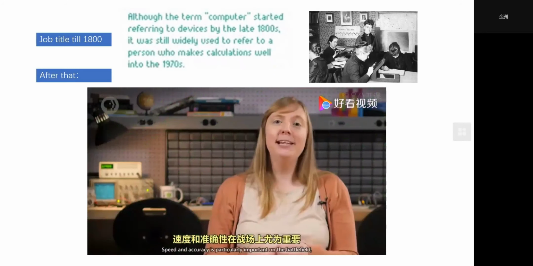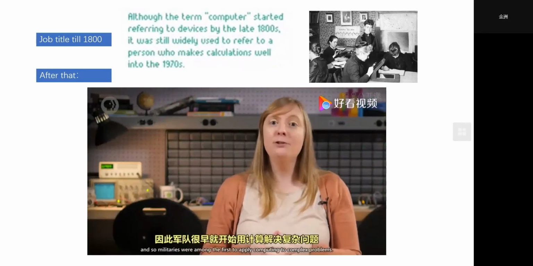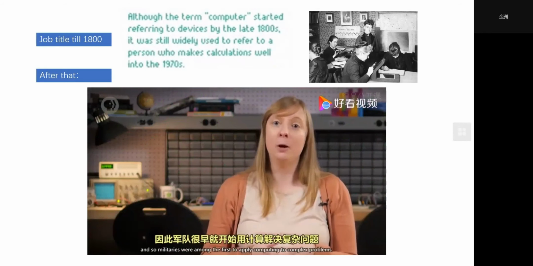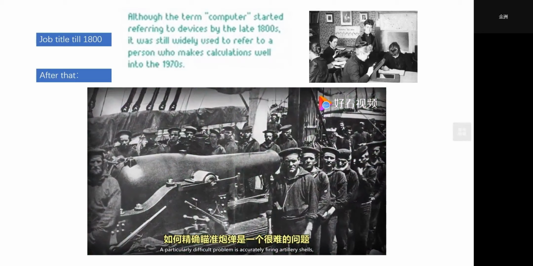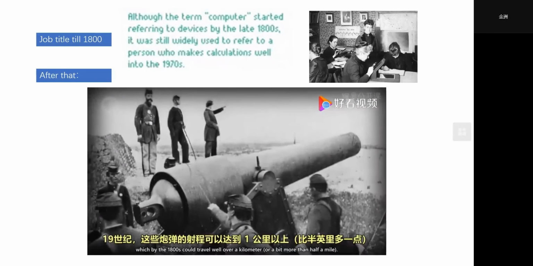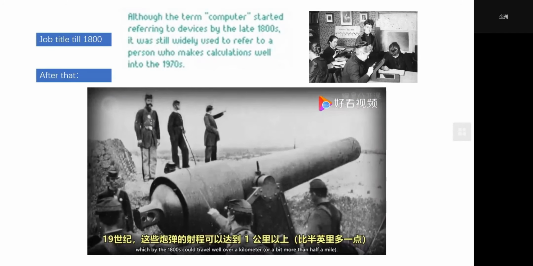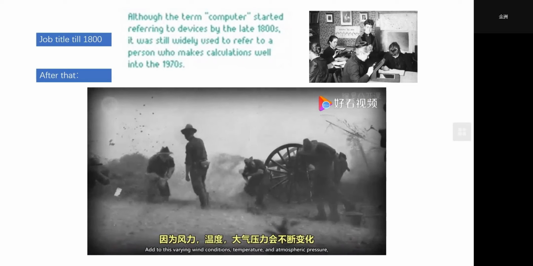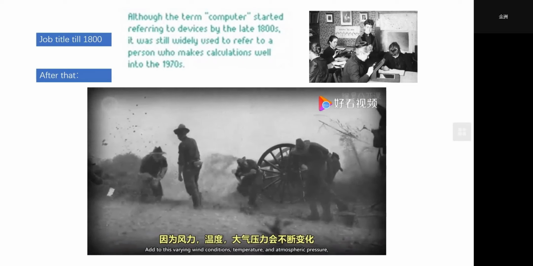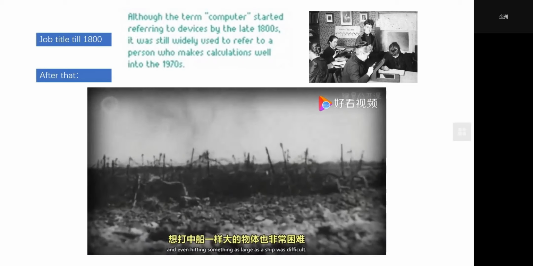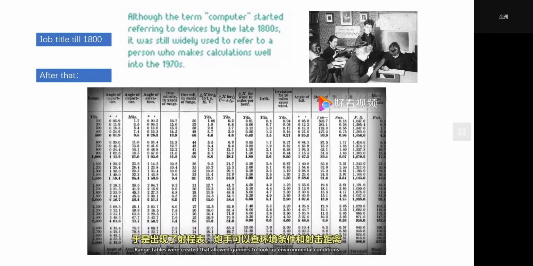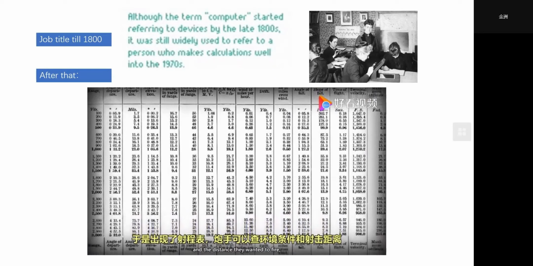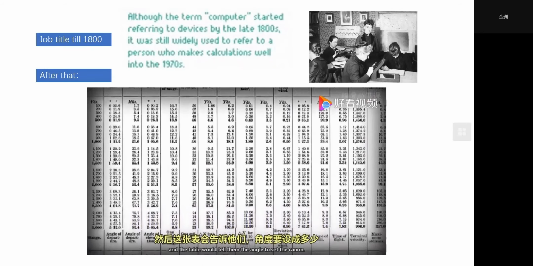Speed and accuracy are particularly important on the battlefield, and so militaries were among the first to apply computing to complex problems. A particularly difficult problem is accurately firing artillery shells, which by the 1800s could travel well over a kilometre, or a bit more than half a mile. Add to this varying wind conditions, temperature and atmospheric pressure, and even hitting something as large as a ship was difficult. Range tables were created that allowed gunners to look up environmental conditions and the distance they wanted to fire, and the table would tell them the angle to set the cannon.